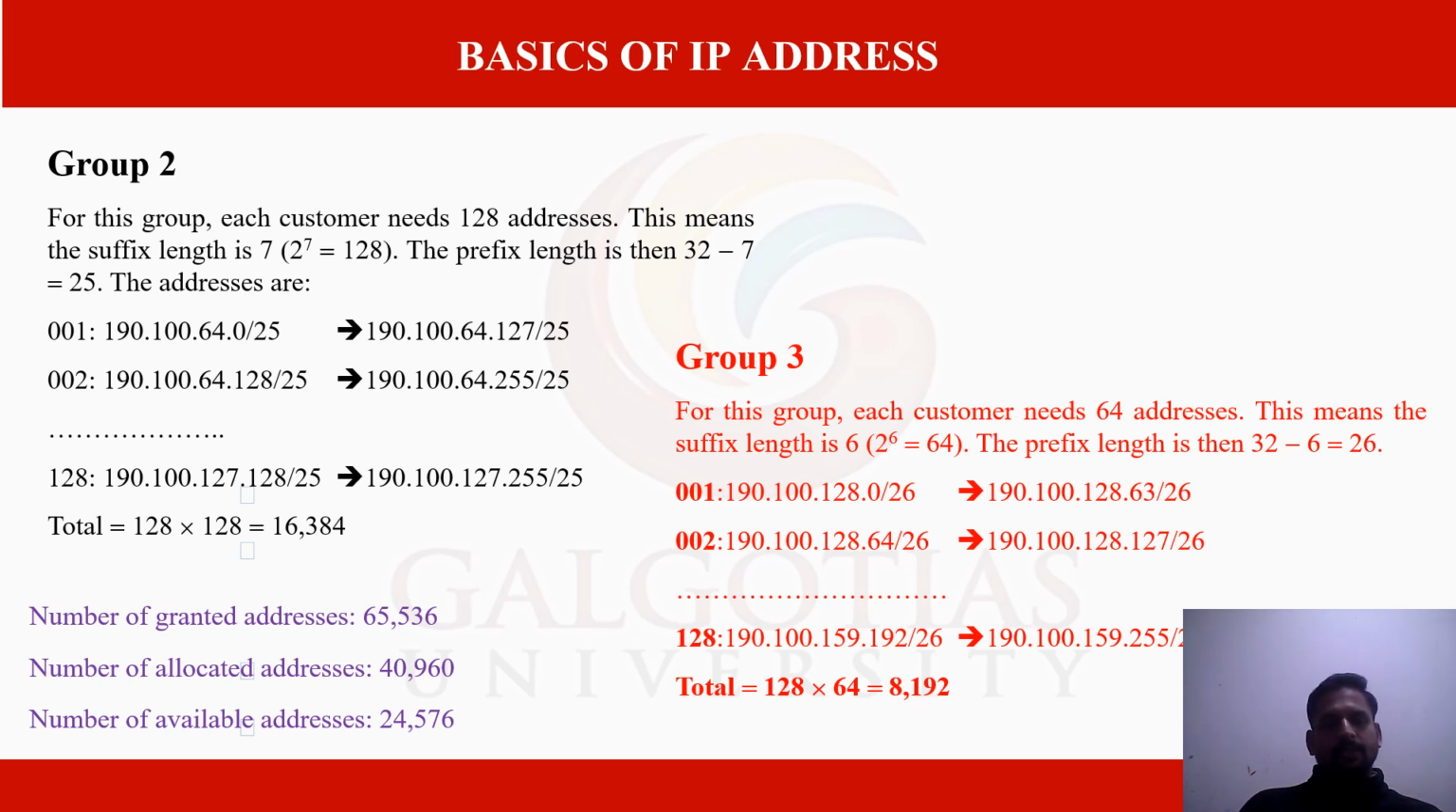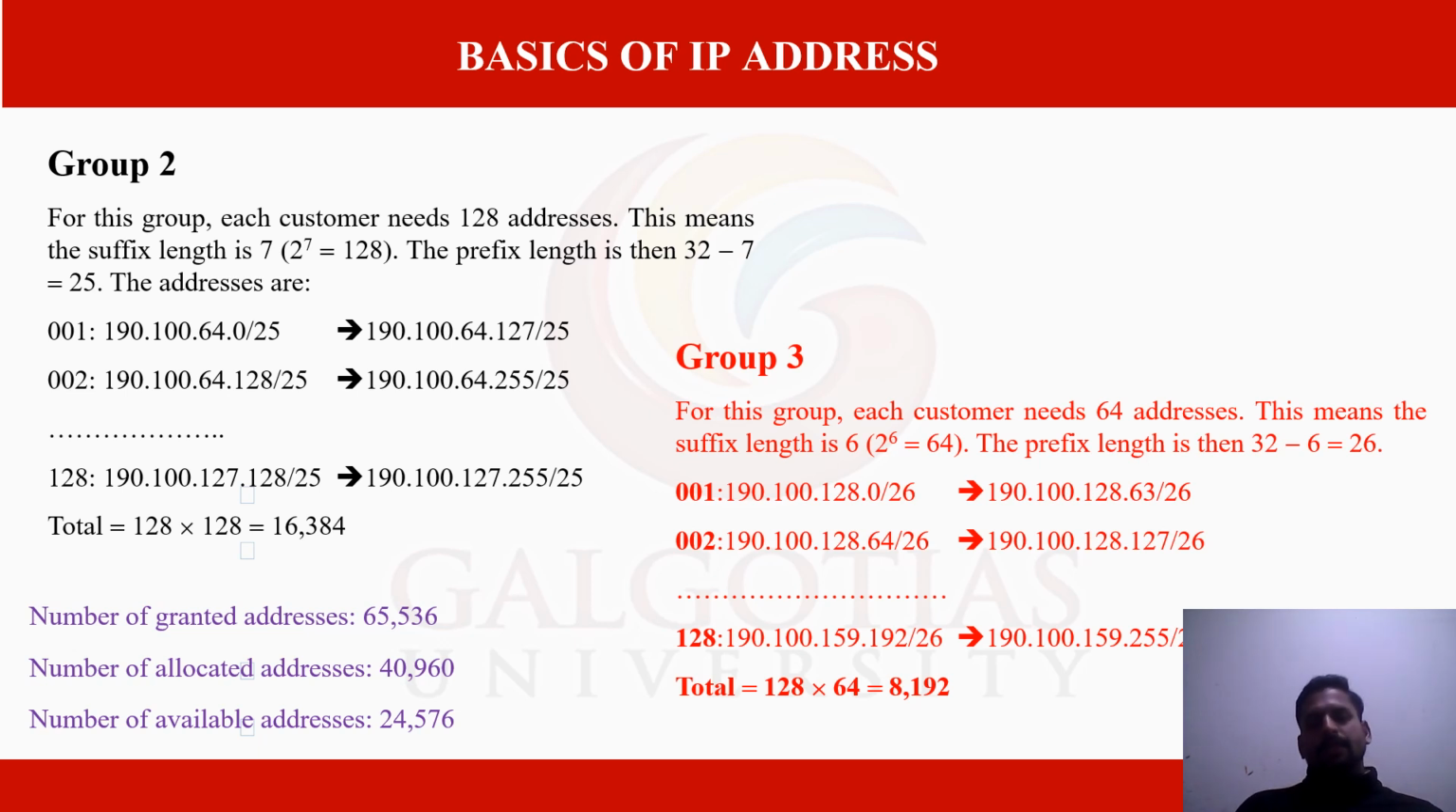So you see here 128 into 128 gives the output of 16,384. This is the number of addresses we can create for all these subgroups. So the number of granted addresses is 65, and this is what finally we have to give. After that we have to go for group 3.